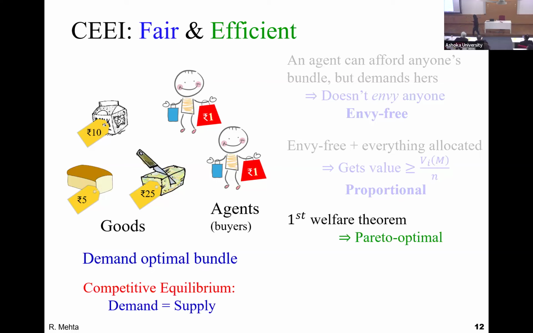And the first welfare theorem, which is from a long time ago, tells us, and it's not very difficult to see, that the fact that everybody is buying what they like the best and everything is getting allocated again gives you Pareto optimality. And finally, when the valuation functions are well behaved, and I'll tell you what I mean by well behaved, you also get that the final allocation is going to be Nash welfare maximizing. That means it will maximize the product of the values of all the agents.